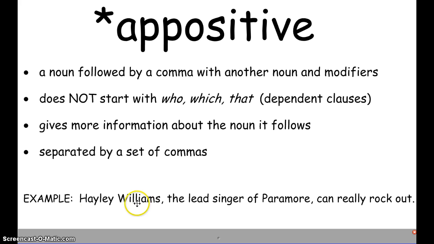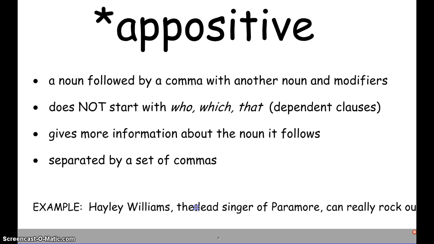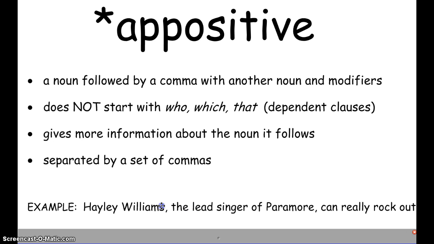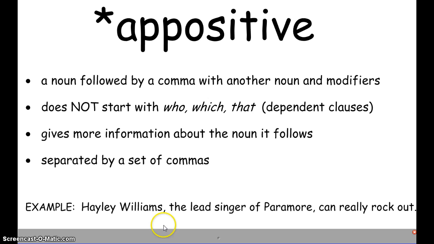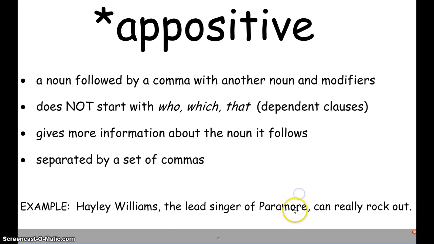So, let's look here. Hayley Williams, the lead singer of Paramore, can really rock out. If I'm looking for my comma phrase, I see a noun with a comma after it. So if you don't know who Hayley Williams is, she is the lead singer of Paramore. This phrase here, this is the appositive, that's giving you more information about who Hayley Williams is, in case you didn't know. Now, I could also see over here that I've got the name Paramore with a comma after it.